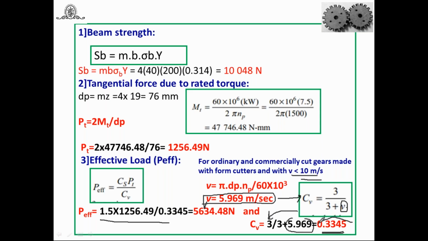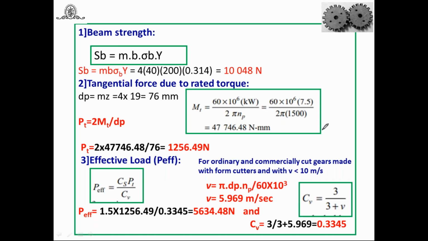After getting the value of CV, what you have to do is use P effective is equal to CS into PT by CV. CS is 1.5, PT, the tangential force, is 1256, and CV is calculated as 0.3346. Here the values are substituted in the equation of P effective. You will get P effective is equal to 5634.48. Try to understand. In this way, you have to calculate the P effective.